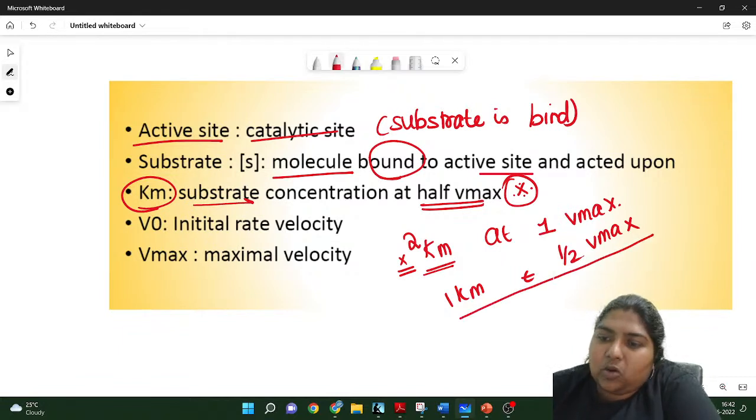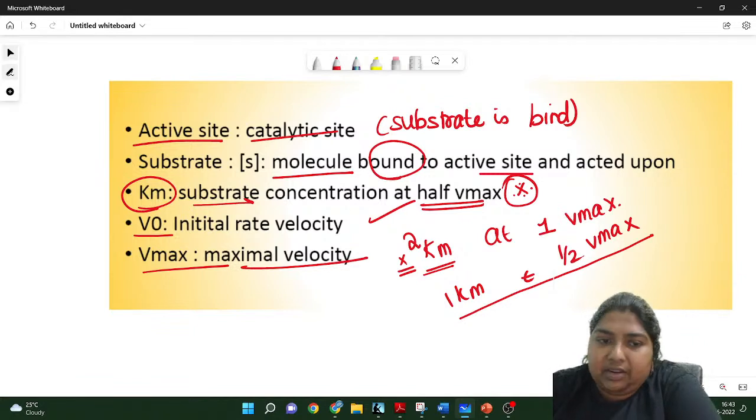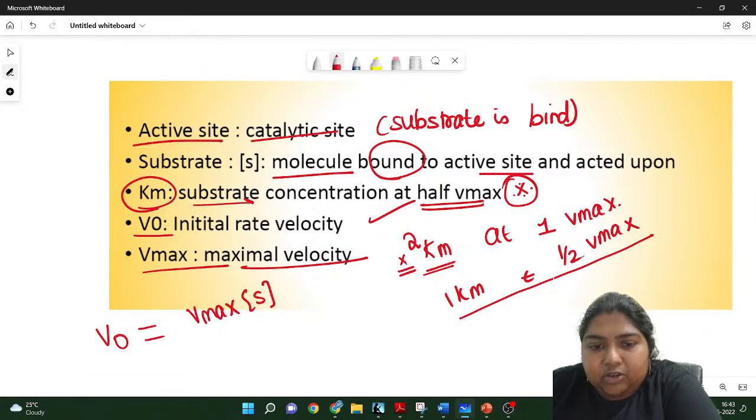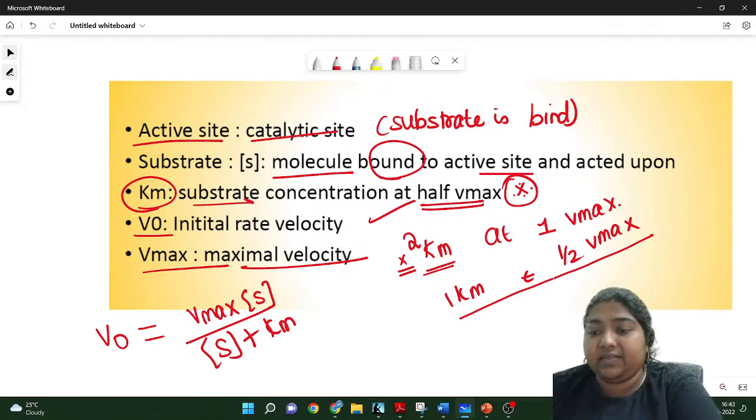So 1 Km is equal to half Vmax. Right, so this Km is nothing but the substrate concentration that is present at half Vmax. V0 is the initial velocity and Vmax is the maximal velocity. And you remember the Michaelis-Menten equation: V0 is equal to Vmax into S divided by S plus Km. If you substitute into this, you will get the derivation also.